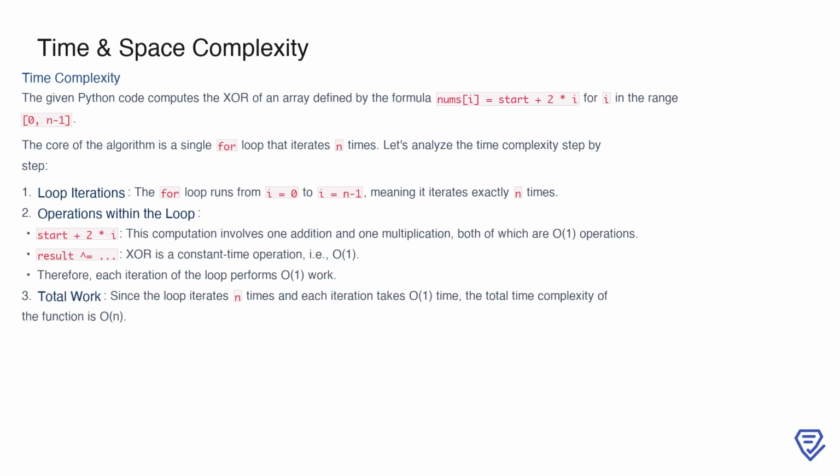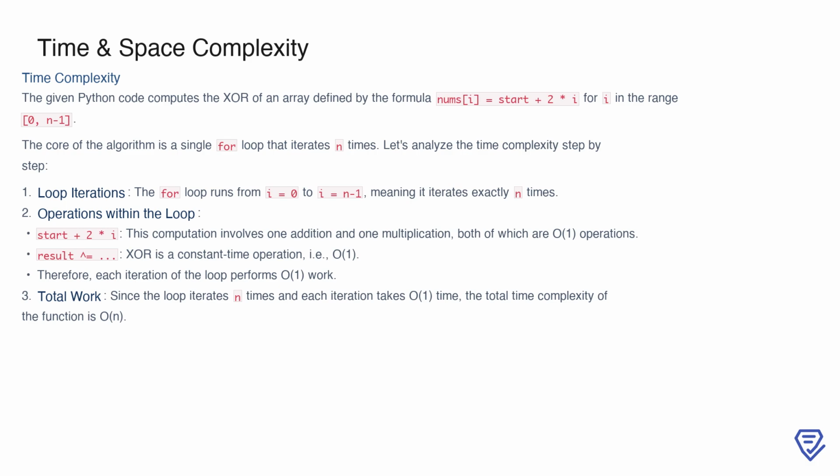In this problem, we are tasked with computing the XOR of an array defined mathematically as nums[i] equals start plus 2 * i, where i ranges from 0 to n-1. The core of the algorithm revolves around a single for loop that iterates exactly n times. Let's break this down step by step.